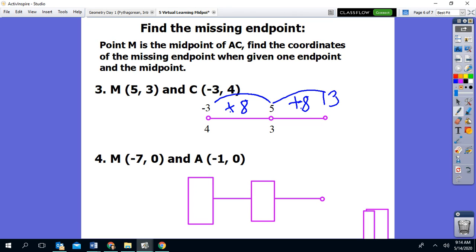Think about this, 4 to 3. I just went down 1. So 3 minus 1 would take me to 2.